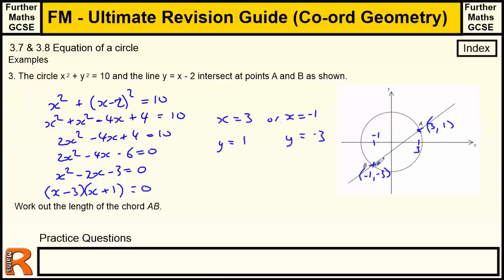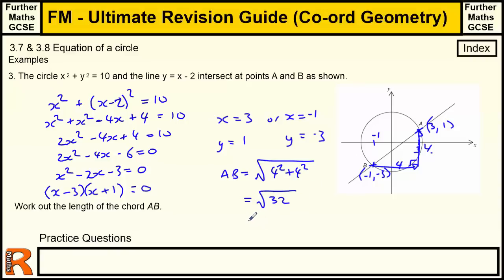So when we're trying to work out this, we're going across minus 1 to 3, which is 4, and then we're going up from minus 3 to 1, which is 4. So this is a right angle triangle, so the length AB is going to be the square root of 4 squared plus 4 squared. Pythagoras' theorem tells us that this squared equals this squared plus this squared. So we're going to have the square root of 16 plus 16, which is 32.